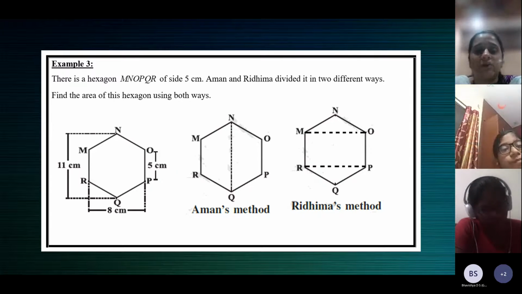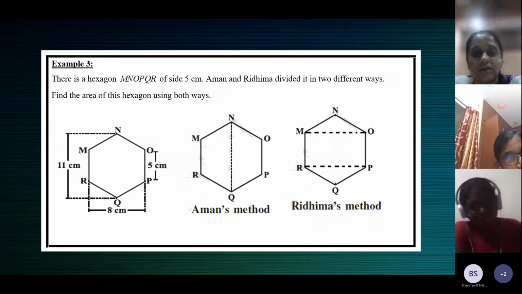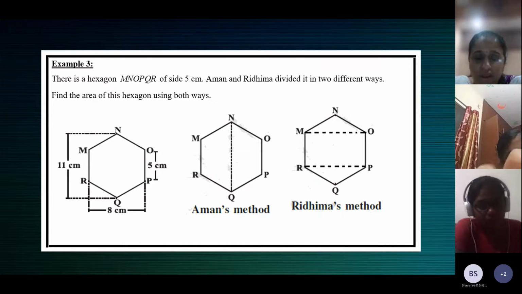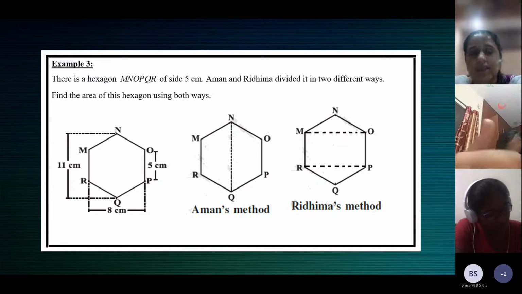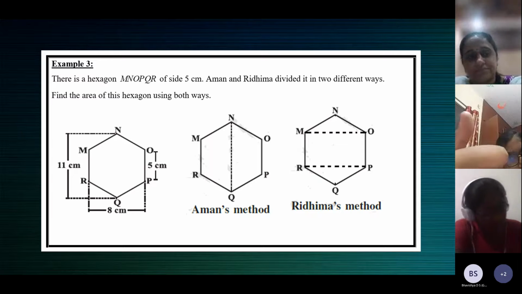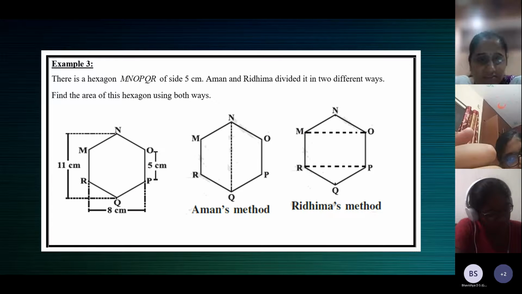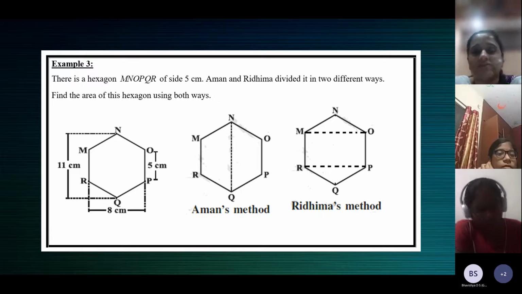Similarly, an equilateral triangle is a regular polygon because in an equilateral triangle, all the 3 sides are equal and all the angles are equal. Each angle is equal to 60 degrees. So a regular polygon is a polygon in which all sides are equal and all the angles are also equal. Now here it's given hexagon, but since it's mentioned of side 5 centimeters, we understand that it's a regular hexagon.